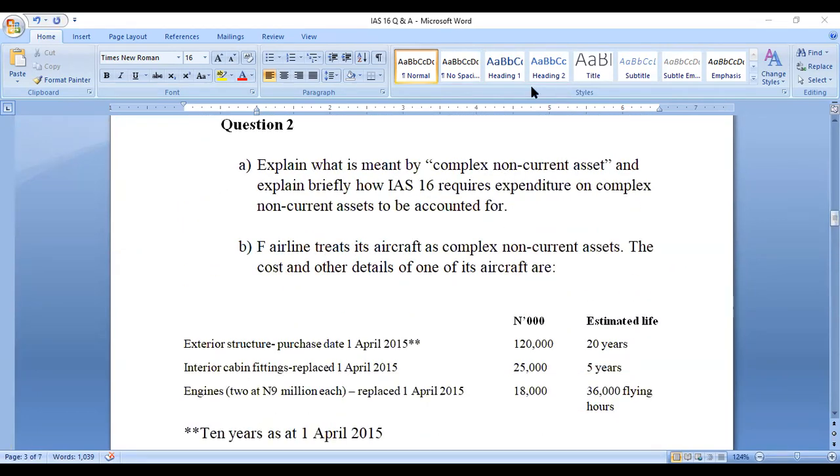Okay, 2A says, explain what is meant by complex non-current assets. If you saw this during the exams, what will come to your mind, or how would you attempt to explain complex non-current assets? Please, can someone say something?